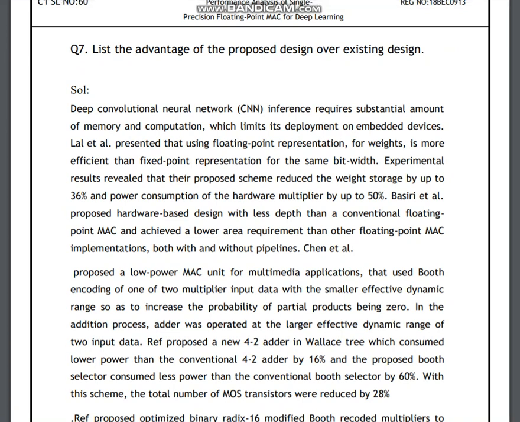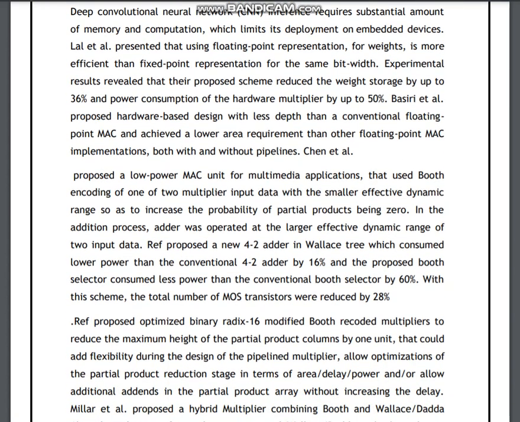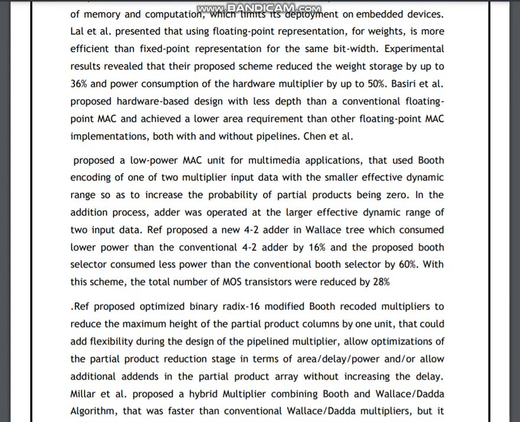Continuing our discussion with the advantages proposed for the design that I have given, in the 4x2 adder the power consumed is reduced by 60%, and the MOS transistors are also reduced by 28%, which reduces the complexity of the entire diagram. And these are a few examples and statements which were provided and analyzed.